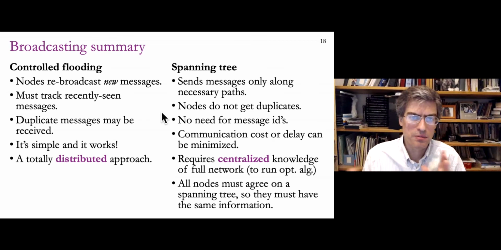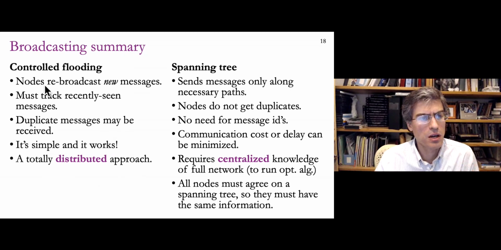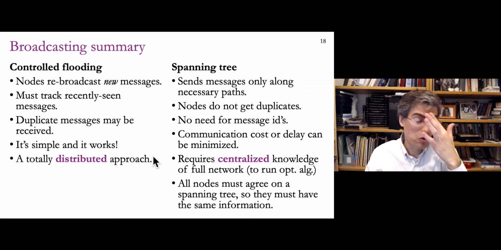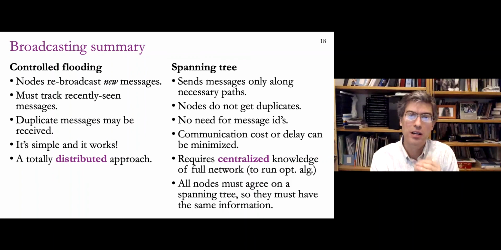Okay, so controlled flooding was a more distributed approach. It's simple and it works. Nodes broadcast new messages, but they have to track messages that they've seen to determine whether messages are new. And duplicate messages may be received, but they're thrown out. Okay, but it happens with only local knowledge. For a single broadcast, the nodes in the network never actually learn anything about the whole network, right?